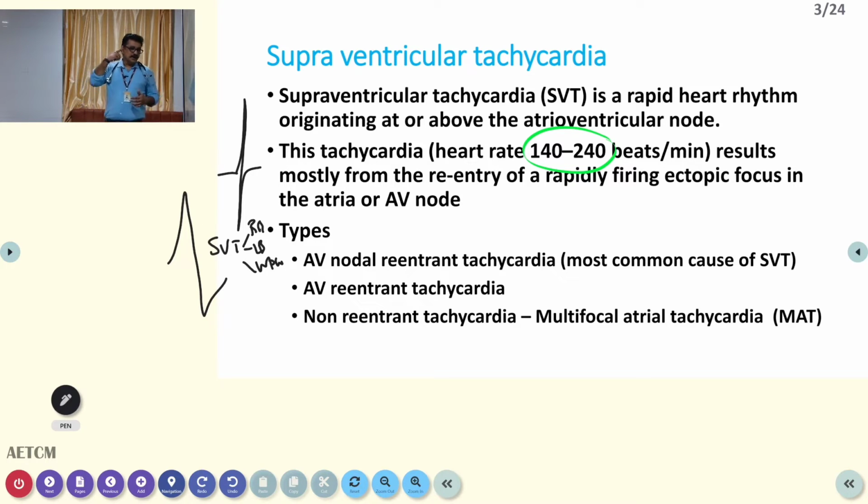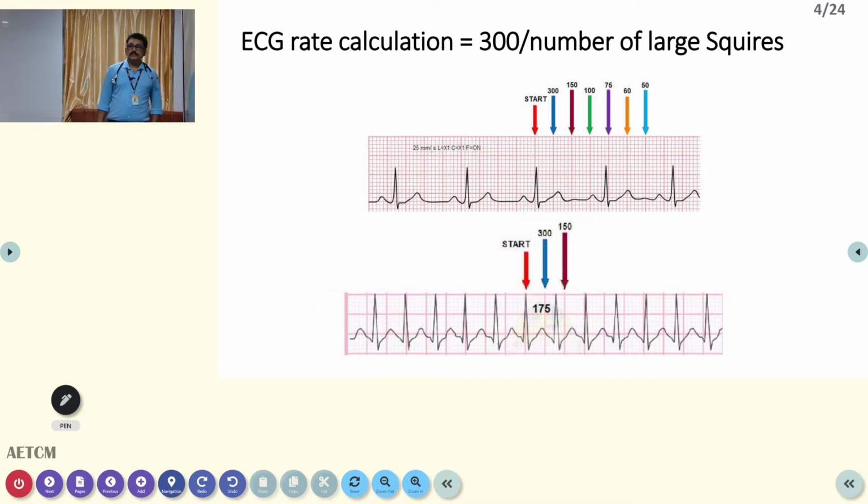It is something like atrial fibrillation, whereas in atrial fibrillation the rate is very high. The atrial rate may be around 600 beats per minute, and the ventricular rate may be around 140 to 240. Whereas in multifocal atrial tachycardia, the atrium is stimulated from different foci, not from the SA node alone, and that produces tachycardia. Calculation of rate we have already seen: 300 by the number of large squares will give you the rate.